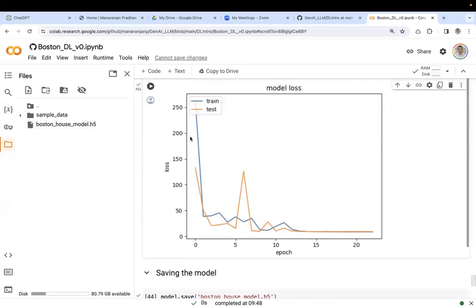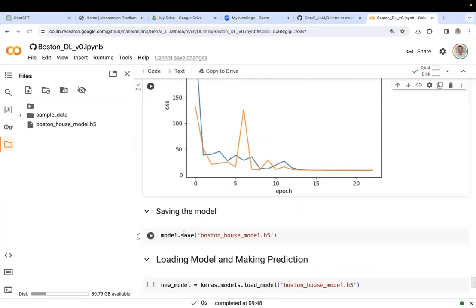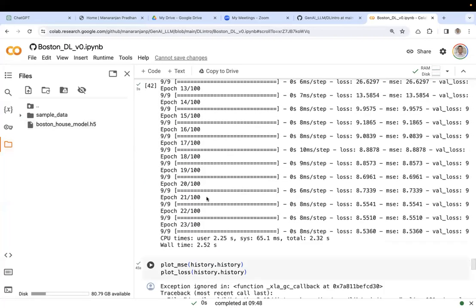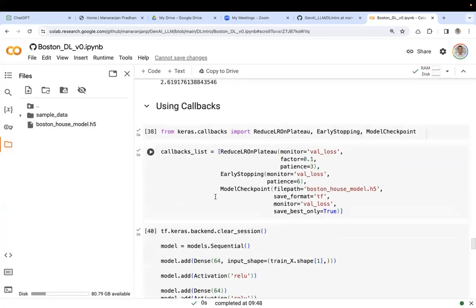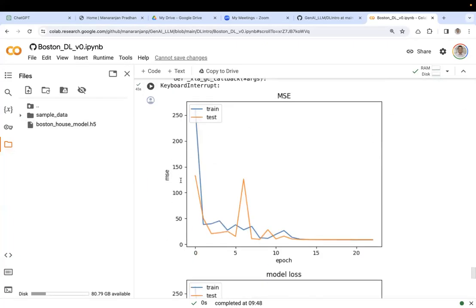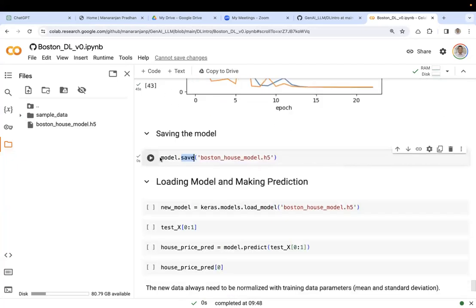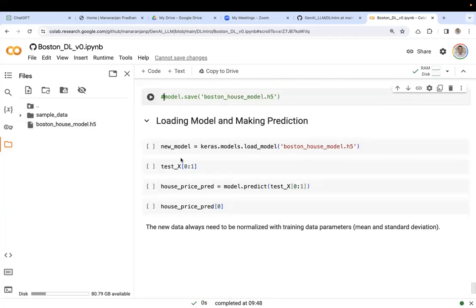But I think by default, if you don't do save, though I have explicitly done it here, the checkpoint would have actually saved that model there. You don't have to explicitly save the model here. The checkpoint itself would have created this model. It's not required. You will actually find a file like this, and then you can load the model.